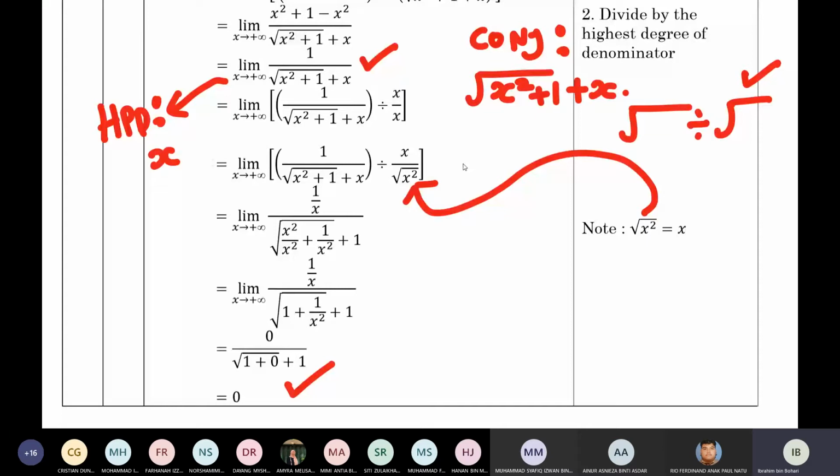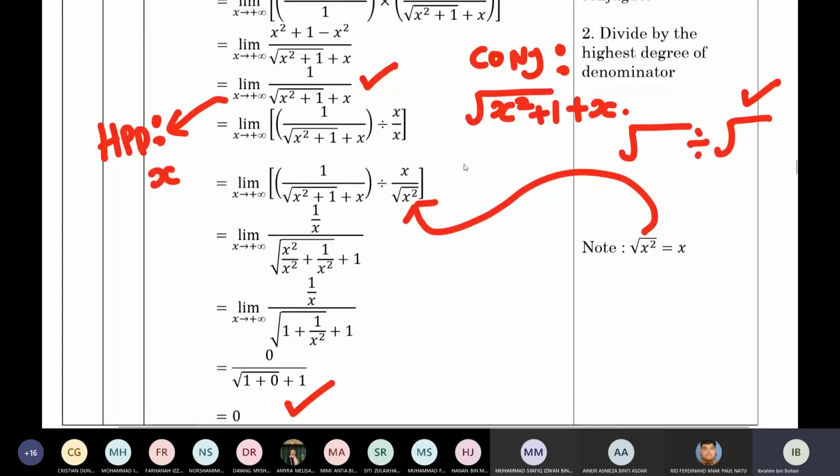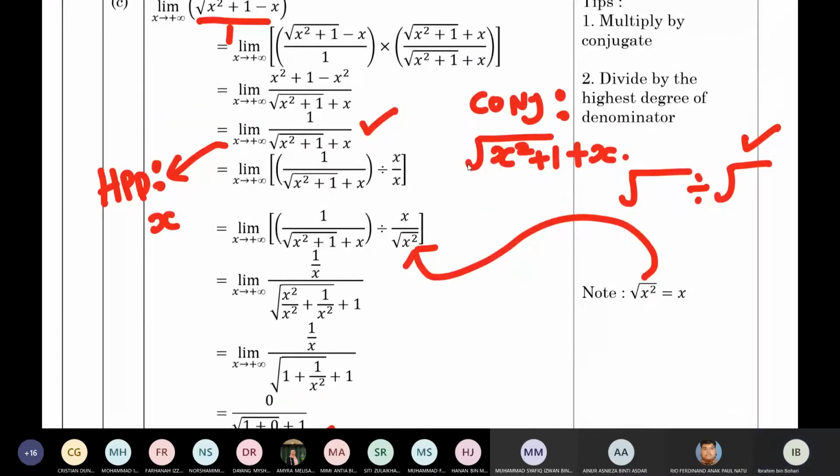Question B, saja nak tekan kedua benda saja. First, conjugates of the function. You punya conjugate here, cube root of x squared plus 1 plus x. And second here, the highest degree of the denominator. Yang lain tu you buat seperti biasa.